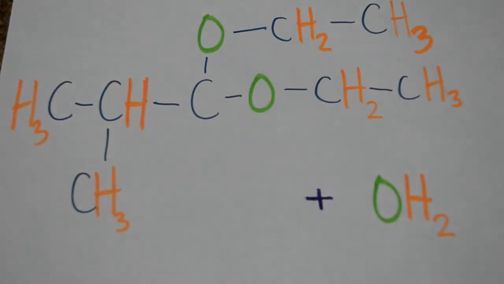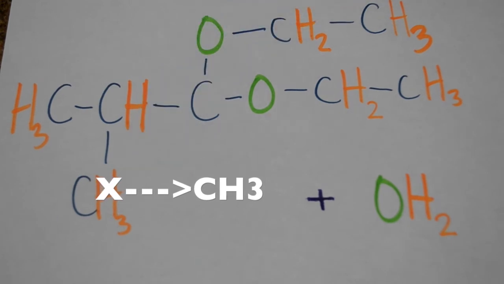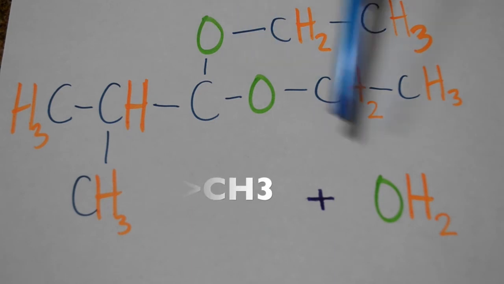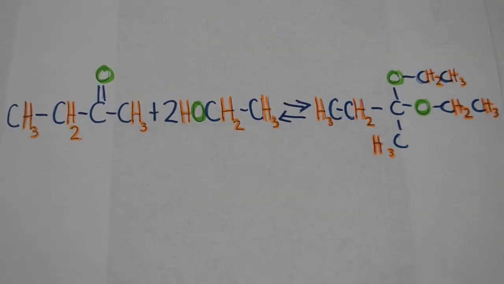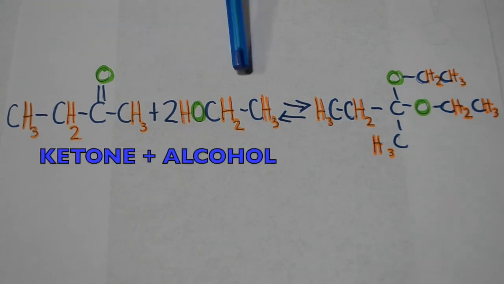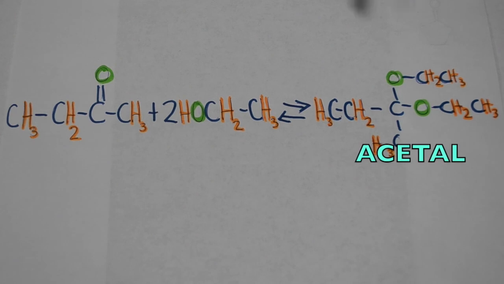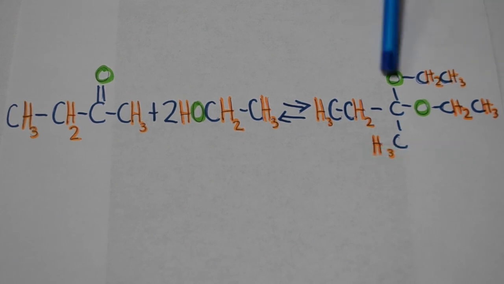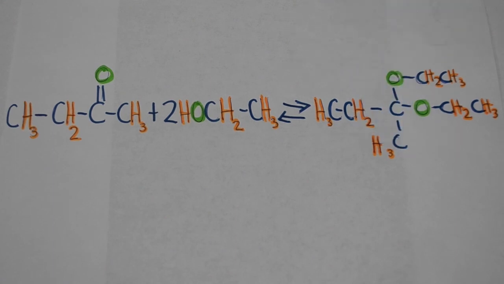This molecule is a product of an aldehyde and alcohol reacting. There is one methyl group under the second carbon. An R group replaces the hydroxyl group and the H2O is taken out of the reaction. This is a reaction of a ketone and alcohol. They produce a product of an acetal. Notice that the group on top of the carbon is an OR group and the group below is an R group because this is a ketone reaction.